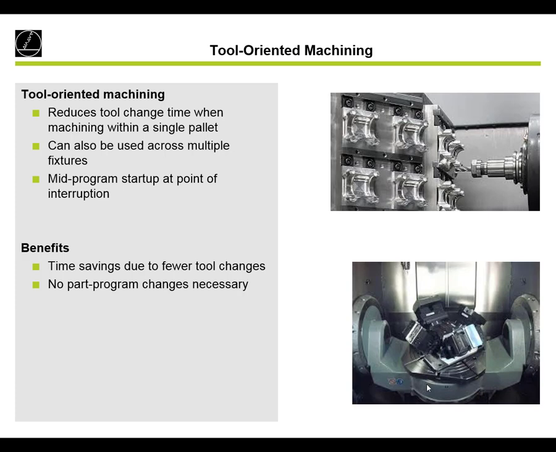The control saves tool changes because if I have four workpieces, with the tool number one, I make all the four workpieces. With the tool number two, again, all the workpieces. And this saves a lot of time here.